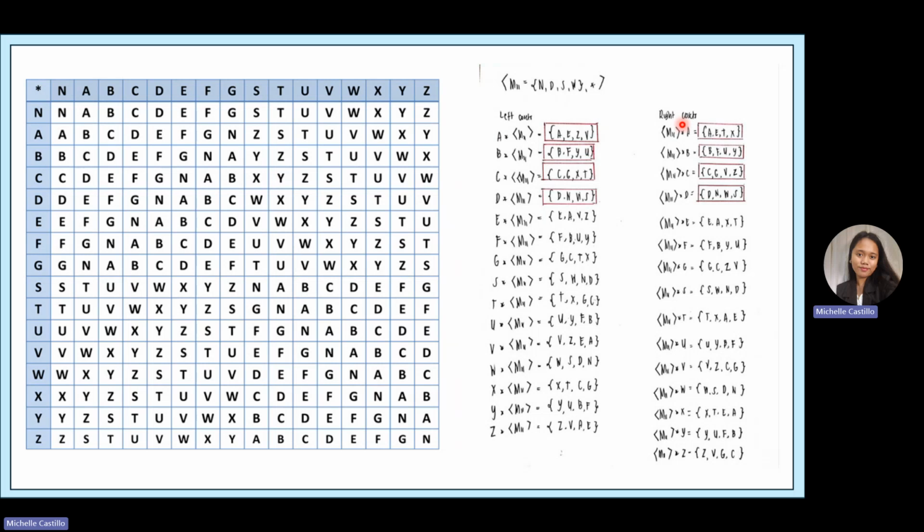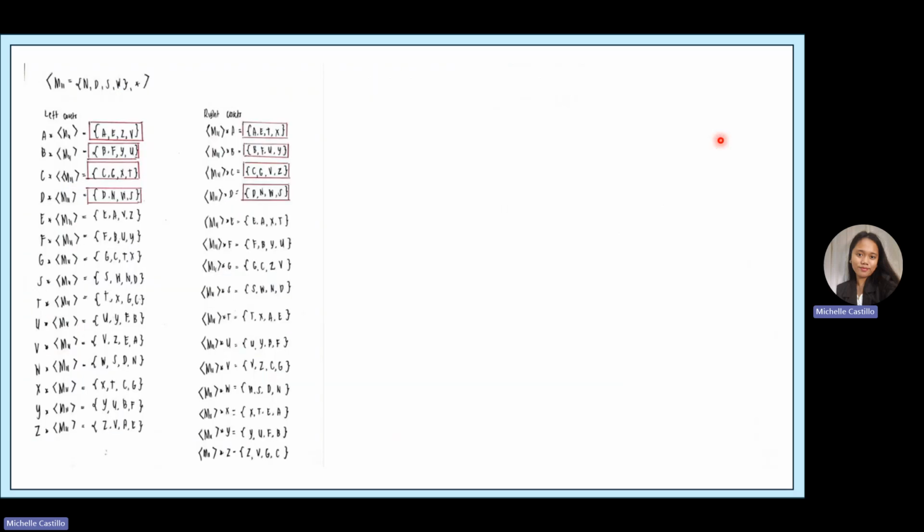Then for its right coset, we have N star A is equal to A, D star A is equal to E, S star A is equal to T, then W star A is equal to X. Therefore, M sub 11 star A is equal to A, E, T, and X. So when we continue this process, we will get the left and right cosets.